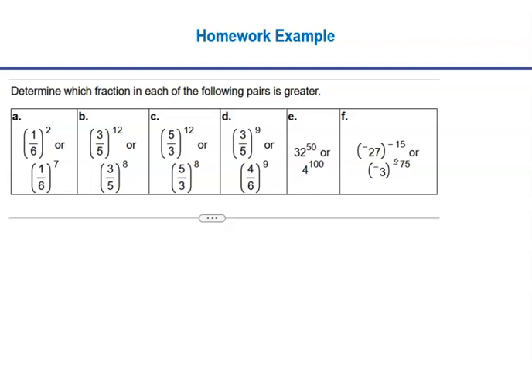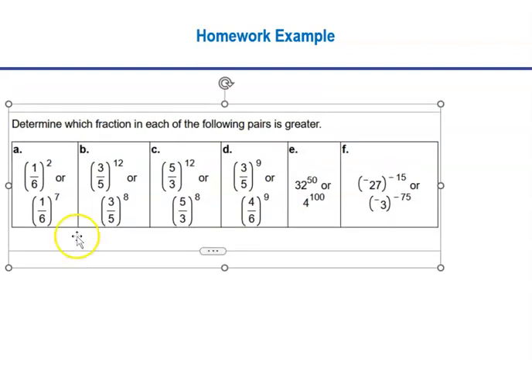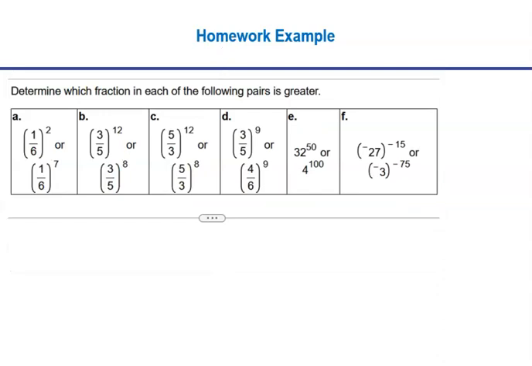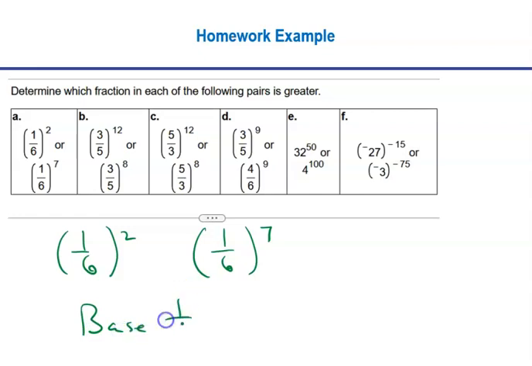Let's look at A. It says determine which fraction in each of the following pairs is greater. So we're looking at 1/6 squared versus 1/6 to the 7th. Now here's what I want you to notice. The base of 1/6 is between 0 and 1. So 0 is less than 1/6 is less than 1. Whenever you raise a proper fraction, if the fraction is between 0 and 1, to an exponent, the values just get smaller and smaller and smaller.